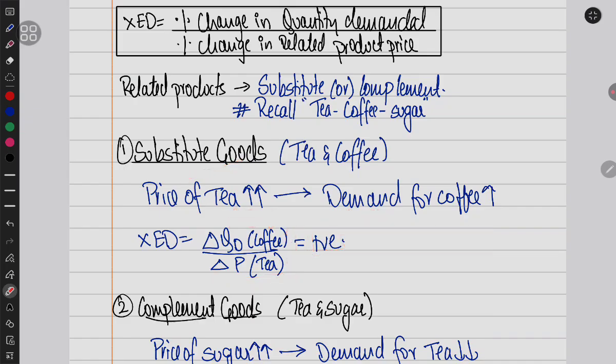Understood? See, I'll repeat once again. We have tea and coffee. Price of tea has increased from 10 to 100 rupees. What happens then? We will shift to coffee. Therefore demand, earlier 100 people used to have coffee, now 200 people will have coffee. Therefore when there is an increase in the price of tea, people will demand more coffee, therefore it is positive. We have positive cross elasticity of demand, therefore for substitute goods cross elasticity of demand is positive.